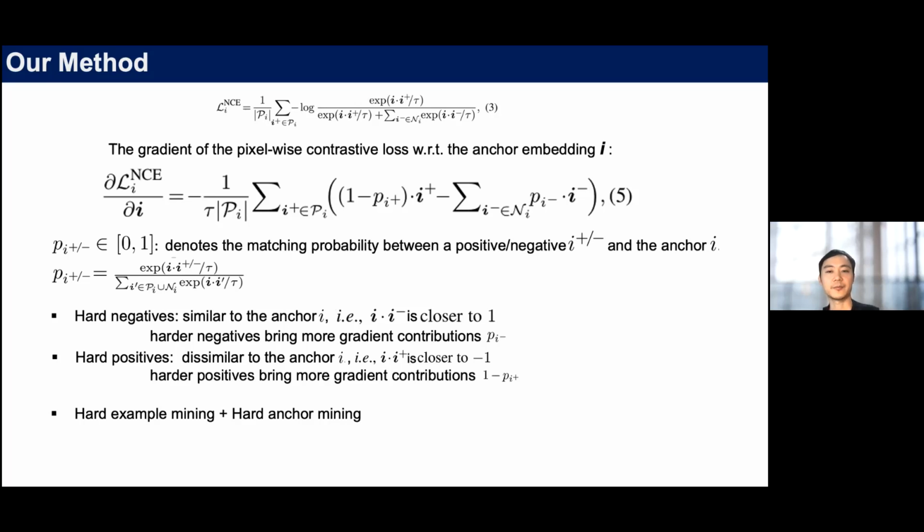In addition to many informative positive and negative samples, we also consider hard example mining for anchors. We treat the pixels with incorrect predictions as hard anchors. This anchor sampling strategy enables our contrastive learning to focus more on the pixels that are hard for classification. This will help to deliver more segmentation-aware embeddings.